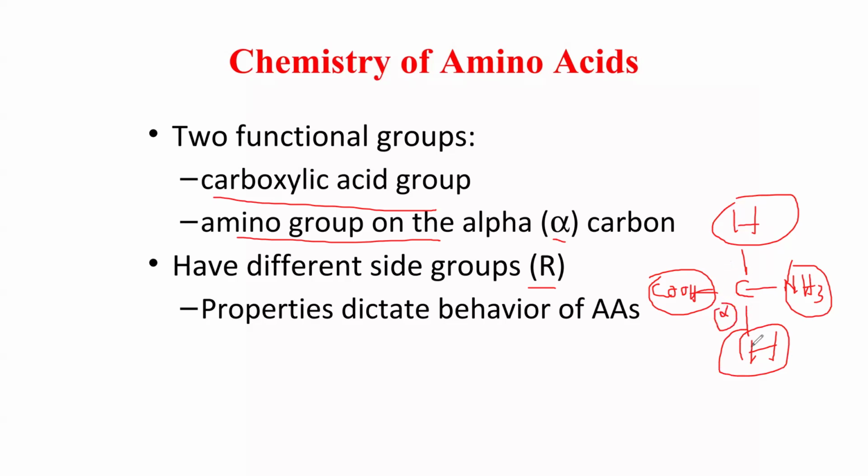But if, for example, now this hydrogen here is R, so you see, this is hydrogen and this is R. So this one is different from this, and this one is different from this. So they are all different groups that attach to this carbon. So it is called alpha carbon.